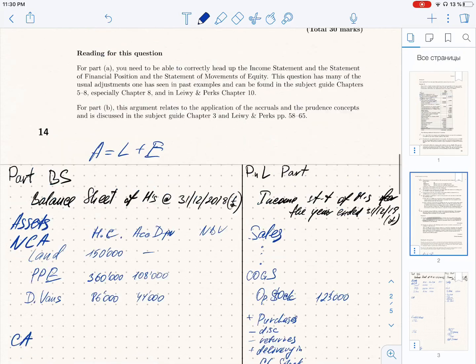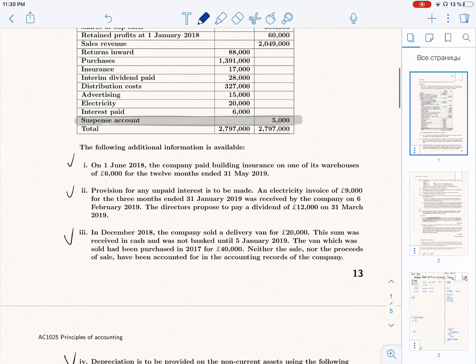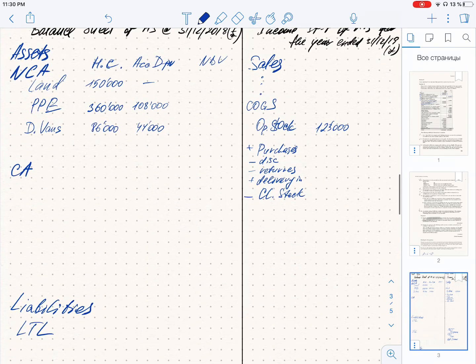Great. The next line, trade receivables. Trade receivables together with provision for bad debts. Provision for bad debts is the line which goes to balance sheet, asset section, current asset, but with the minus sign, decreasing the gross trade receivables amount of 183 to the net amount, net of bad or doubtful debts. So here we would have trade receivables. I'd better write it like accounts receivable less provision for bad debt. Trade receivables 183.